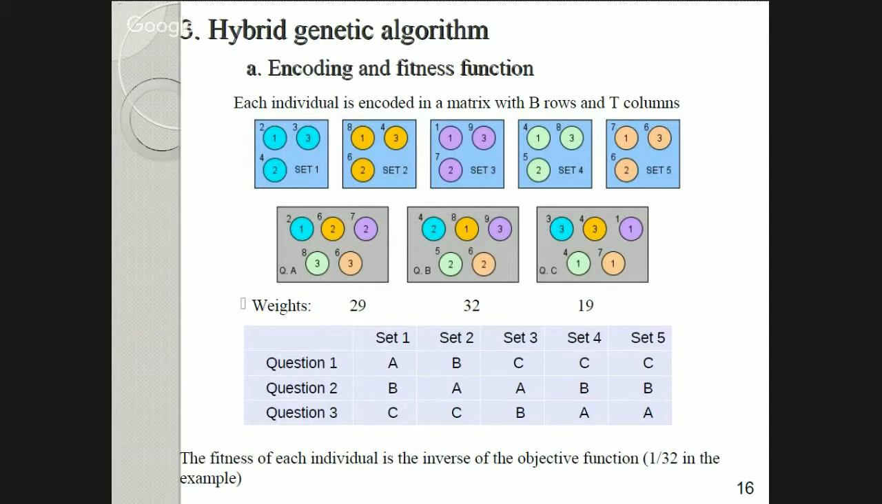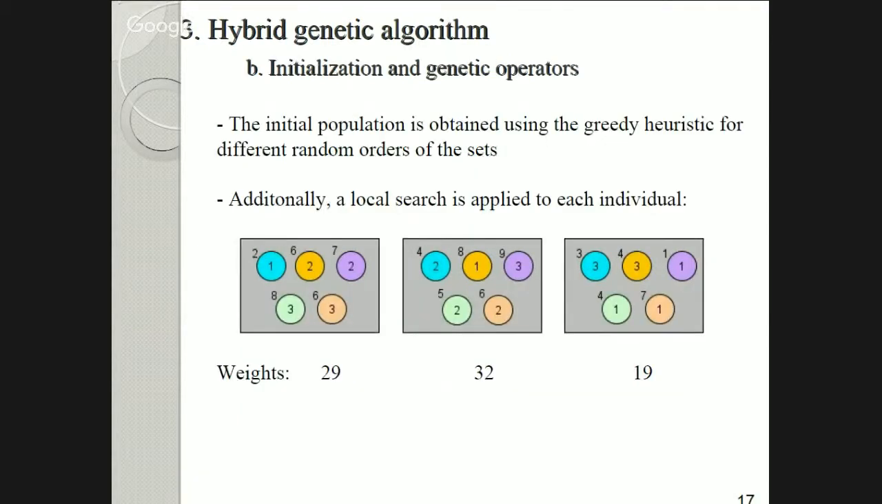where I have, I don't know, the first question from set 1 assigned to questionnaire A, I have an A in the first column and first row. Yeah, I mean, it's very simple. And the fitness of each individual is just the inverse of the objective function. So in this case, 1/32. The initialization, the initial population is created using the greedy heuristic that I just explained with different random orderings of the sets. And also a local search is applied to the individuals.